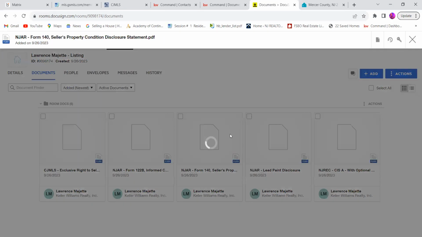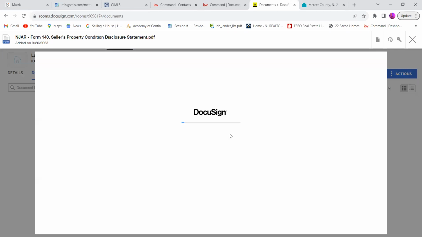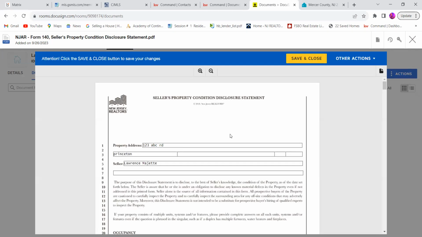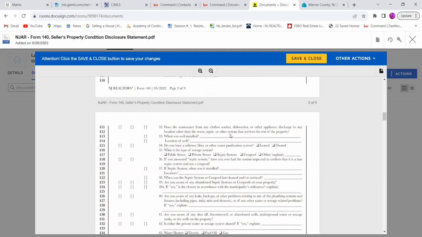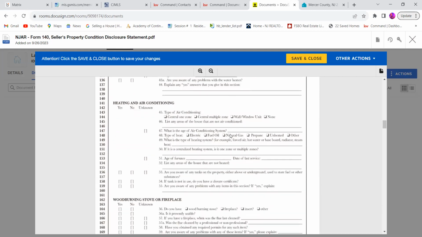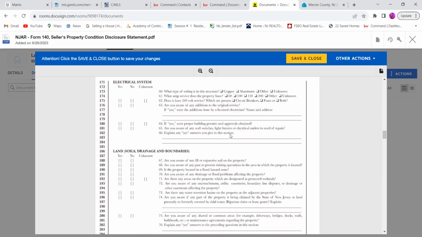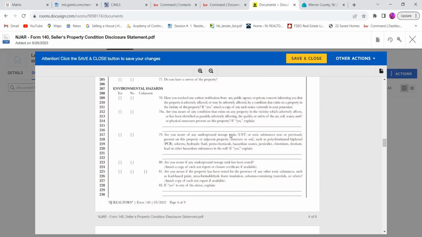Then you're going to do your property disclosure. Now this one, you're going to print out and give to your seller. And I'm going to tell you why. This thing is extremely long, number one. Number two, it asks them every single last question they could think about when it comes to their home.